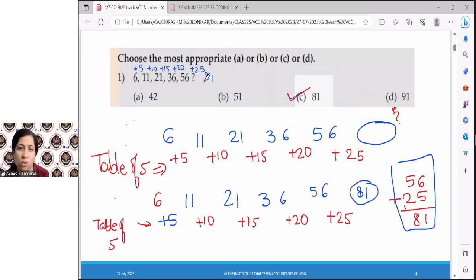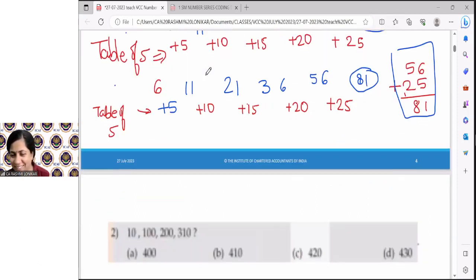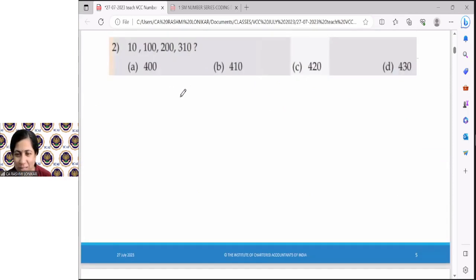So you will save a lot of time, and you just have to keep your calculator ready, because the moment you get the 25 here, you just have to add 56 to the 25 on the calculator. Bingo, you get the answer, right? Yeah. So now we are doing the second sum. For you to be able to see, I am doing it on the plain paper.